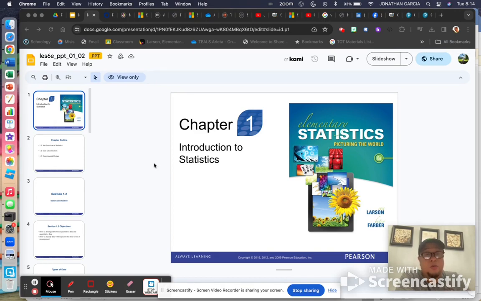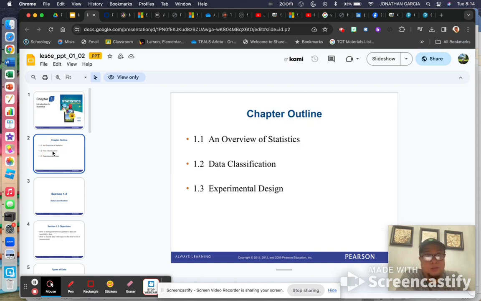We're going to continue with the lesson. I hope you did understand the lesson on section one, which is the overview of statistics. Now we're going to proceed with section 1.2. For section 1.3, we're going to skip that for the meantime, and we'll go back to that lesson sometime soon. But we're going to finish section 1.2 first.